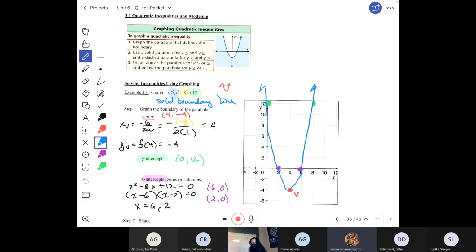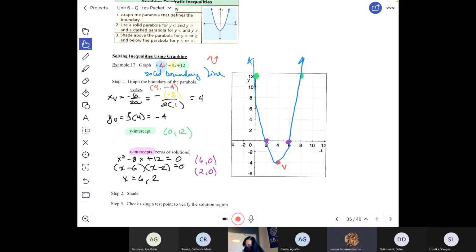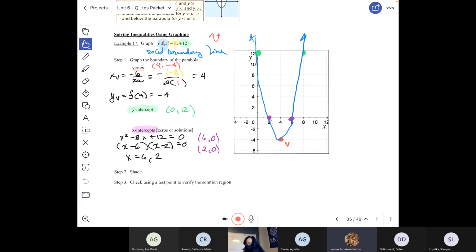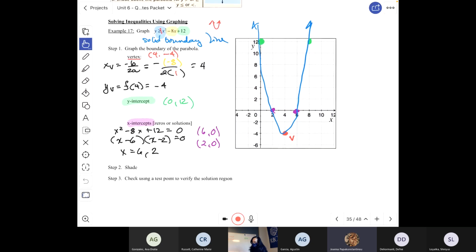Why does it say shade and then check? That makes no sense. Where does it say that? It says the shade, and then after that is the test one. I don't know where you're saying that. On the packet. Oh. Well, yes, yes, you were right. Yeah, it is a little odd, isn't it?